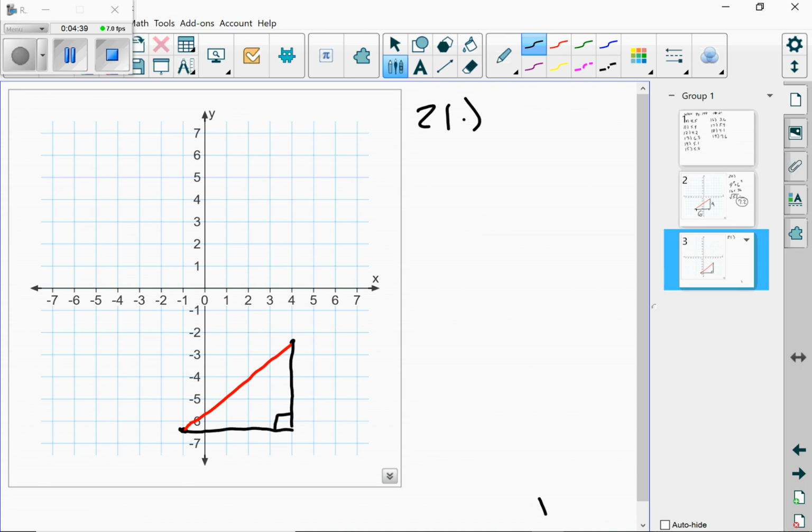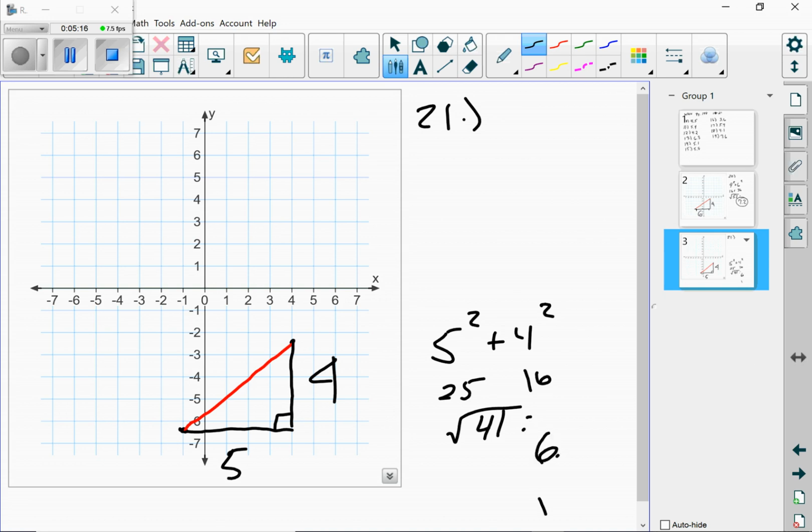That's the right angle. The bottom's easy. We have 1, 2, 3, 4, 5 blocks across. That's a 5. The side is harder because you have parts of blocks. There's 1, 2, 3 whole blocks. Then you've got 2/3 of a block up here and 1/3 of a block down here, so that's another block. So this ends up being 4 blocks. You have 5 and 4. So I've got 5 squared plus 4 squared, that's 25 and 16, which equals 41. The square root of 41 gives us 6.4 as an answer.